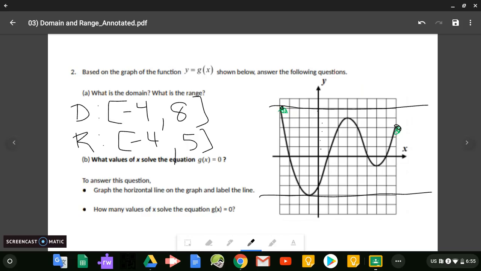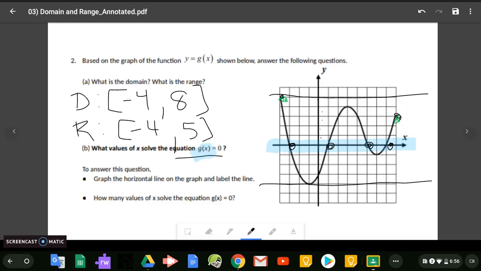If we wanted to solve the equation g of x equals 0, think about the fact that g of x is the same as saying y. So we're looking along the x-axis at where this is equal to 0. So if I ask the question, how many values satisfy that? You have 1, 2, 3, and 4.